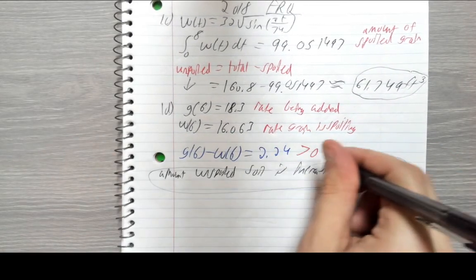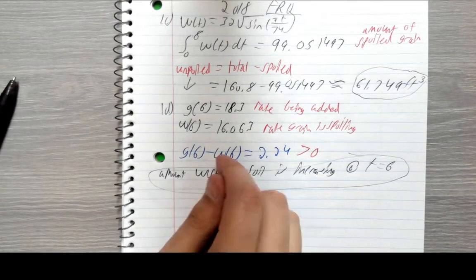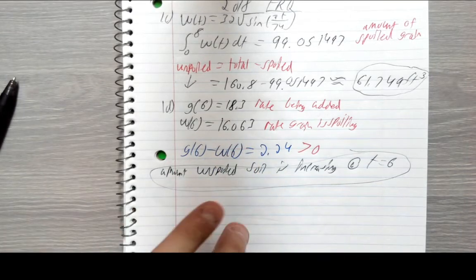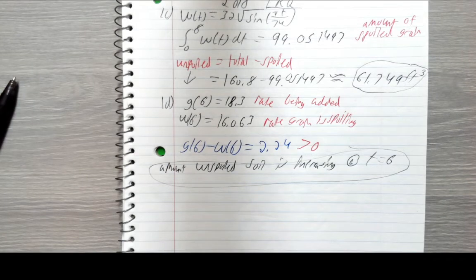Right? If we want to check if the amount is increasing or decreasing, we take the derivative. The derivative of spoiled is given by W of 6. The total is G of 6. So to find unspoiled, you take their difference. So Andrew, go ahead. Let me know if you need any more clarification. If that was good, need me to walk through any more, let me know.